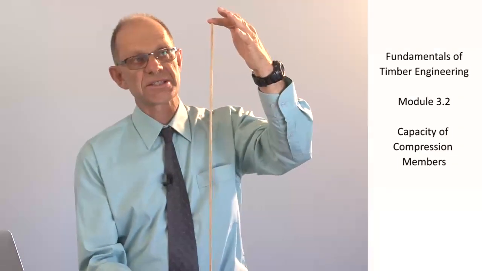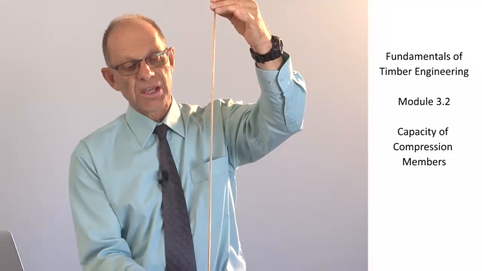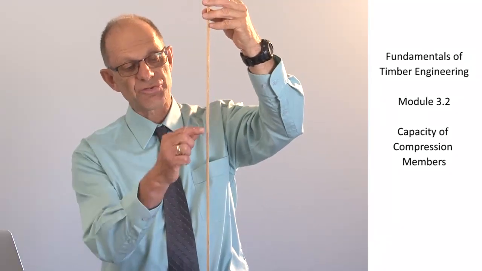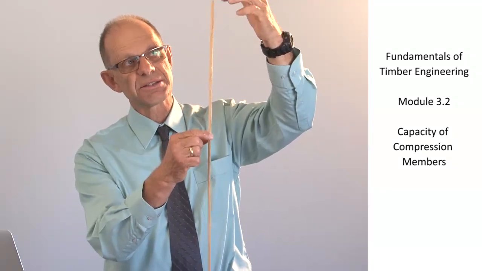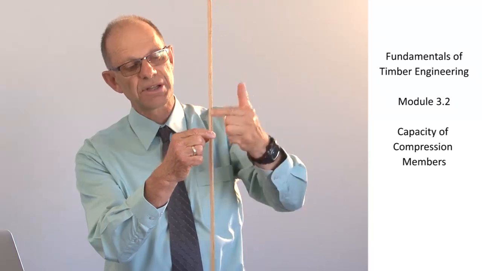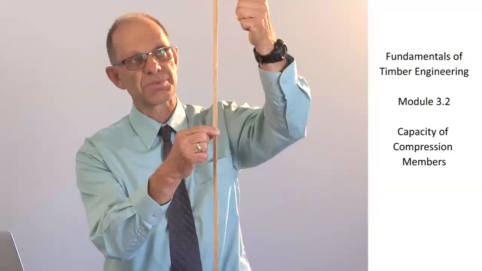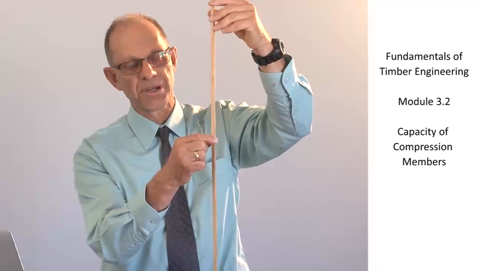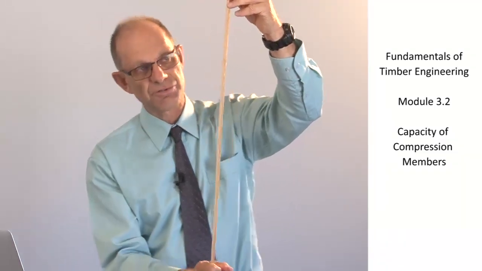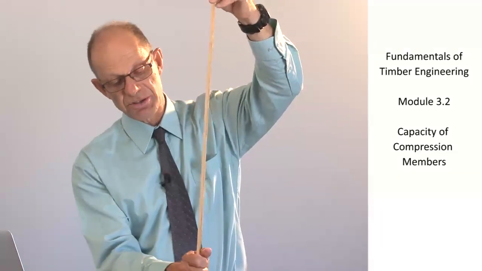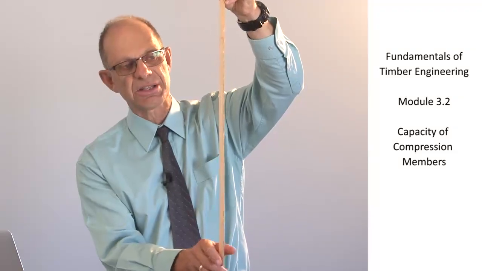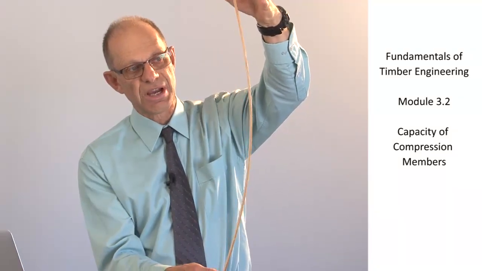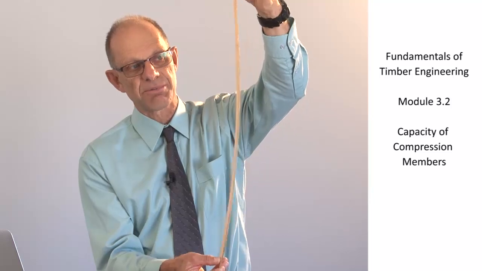Now, there's a slight modification. If the member has a lateral restraint, it's the distance between the loading point and the lateral restraint that is going to be the buckling length of the member. On the other hand, if there are no lateral restraints, a lot depends on how rigid the connections at the end are. If the connections are pinned, that is the buckled shape of the member.